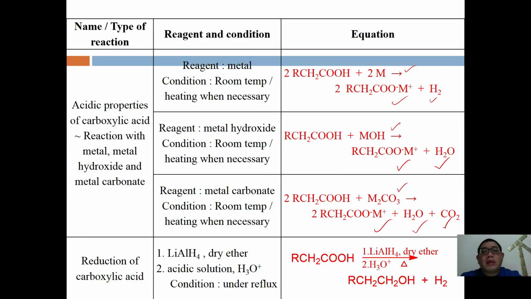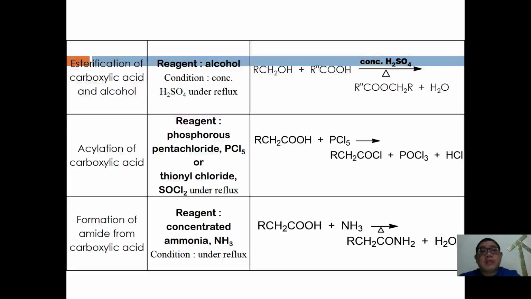Now, carboxylic acid can also be reduced by using a strong reducing agent to form alcohol, primary alcohol back. So later we are going to have a look at the reactions. Carboxylic acid can also undergo esterification to form ester. It can also undergo acylation to form acyl chloride. And finally, it forms amide when we add concentrated ammonia under reflux to form a primary amide. So this is the summarized table of the chemical properties of the carboxylic acid.